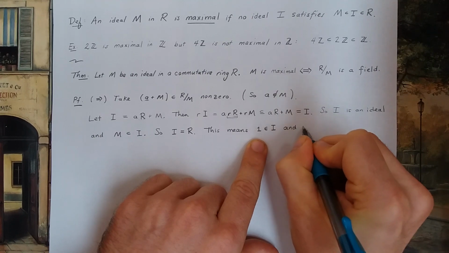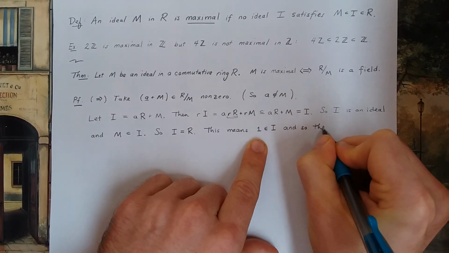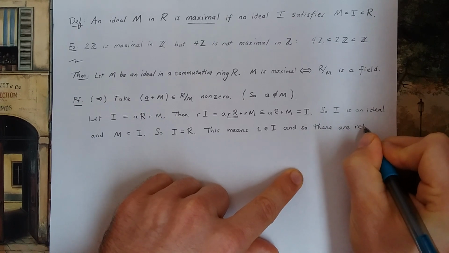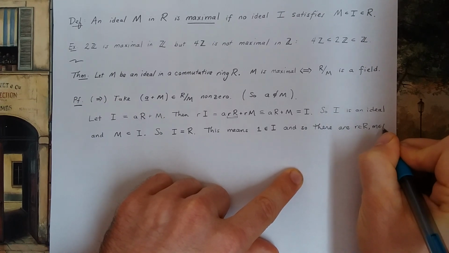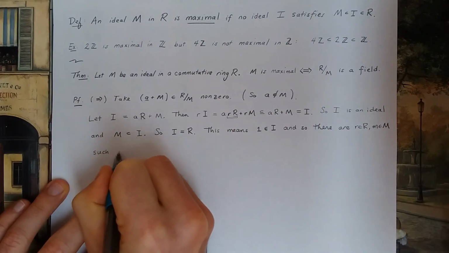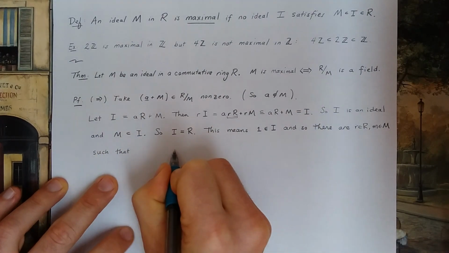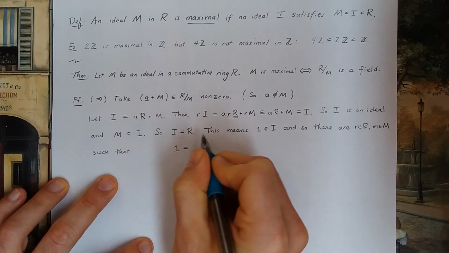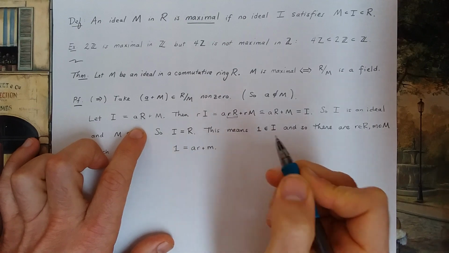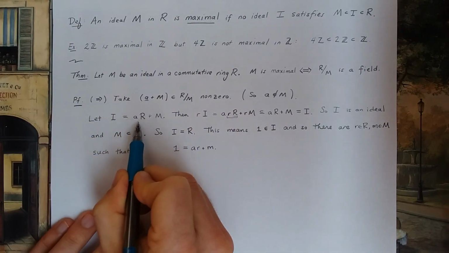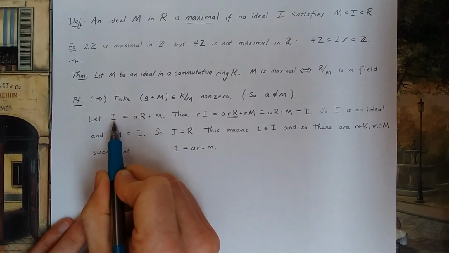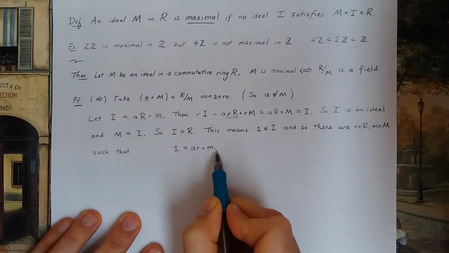And so there are elements r in the ring and m in the ideal such that 1 is equal to ar plus m. So my ideal I looks like this. Since 1 is in the ideal, I could write 1 in this form.